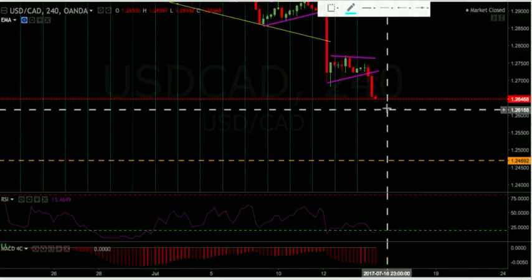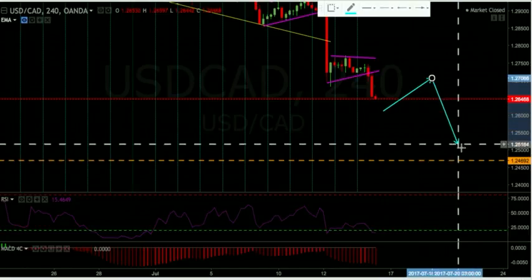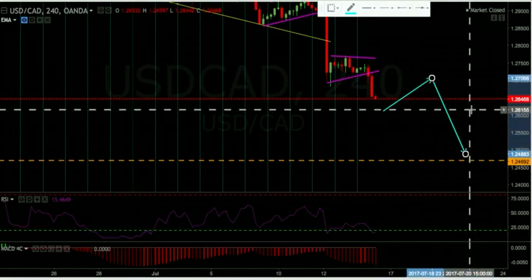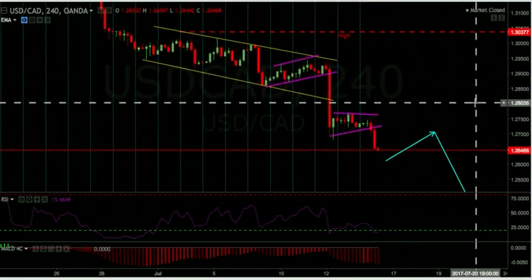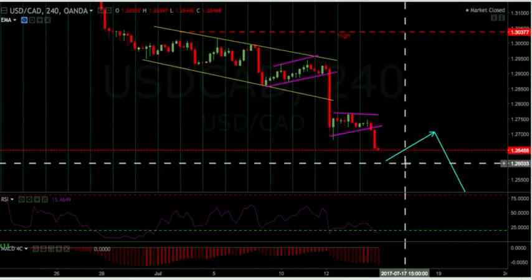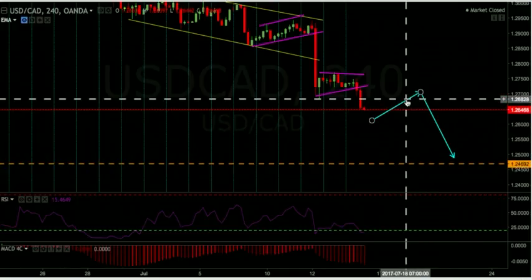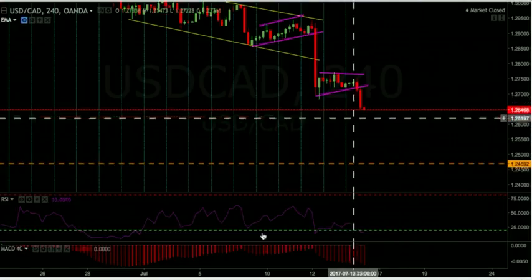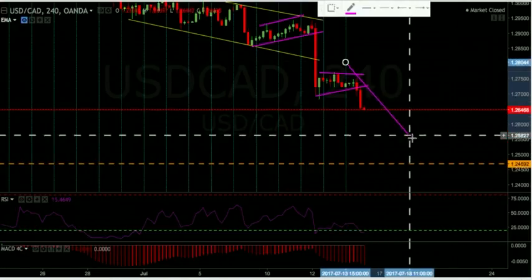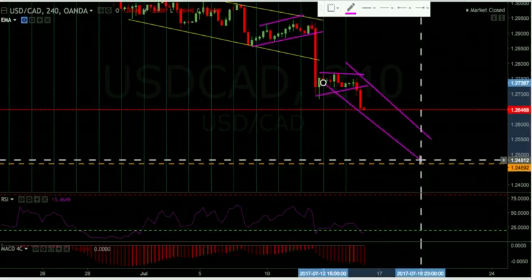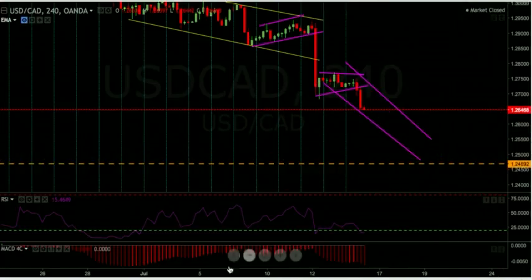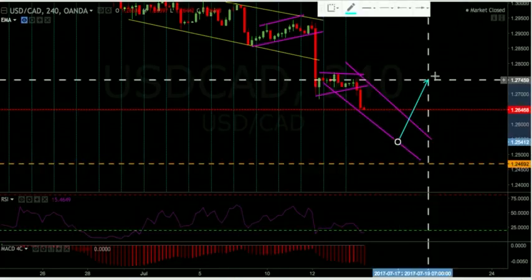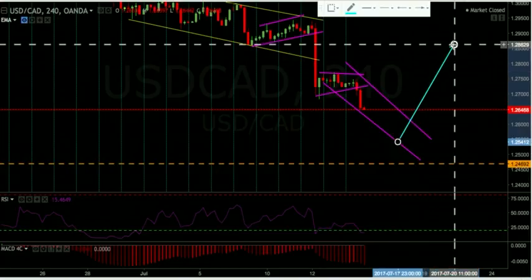If we start to get that pullback, we could get a continuation pattern and more down. If price continues to move correctively down and forms a reversal pattern, something like this, a descending channel or something, then we'll be waiting for that price to bounce and move back bullish. But we have to see when the price gives us the pattern, and we trade the pattern.